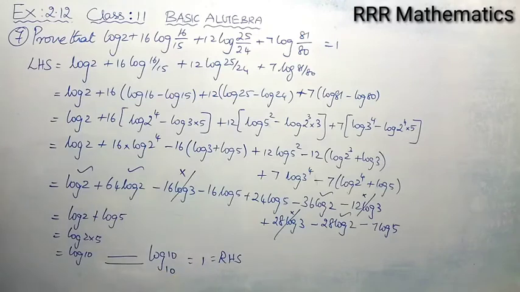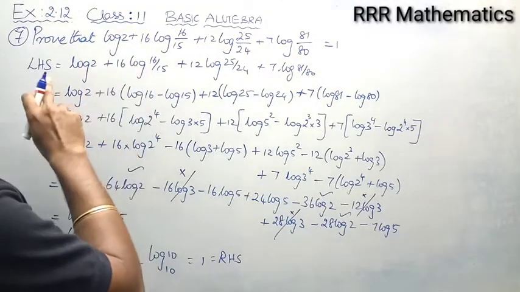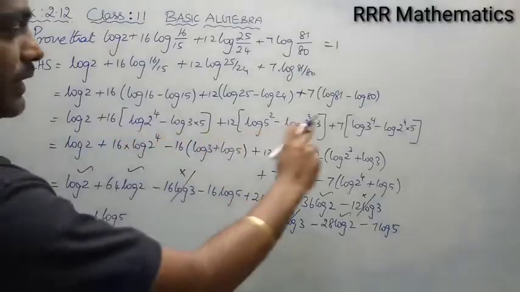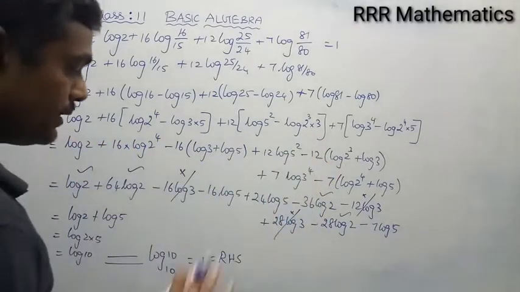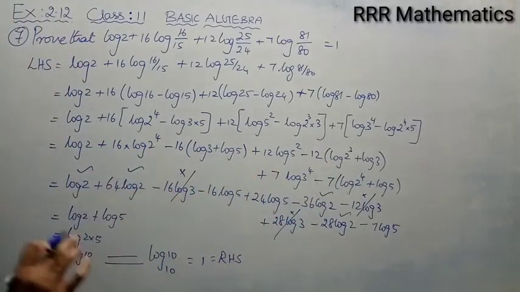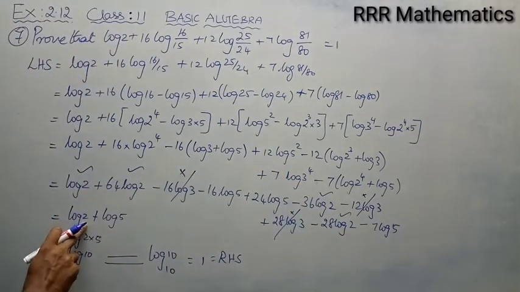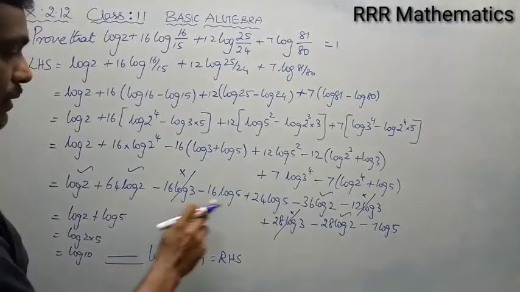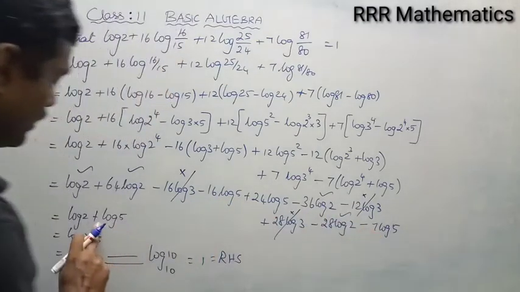Got it? Very simple. I start the problem by blindly applying the quotient rule. Then I am using prime factorization. I am applying power rule and product rule. I multiply and I simplify the like terms. Log 2 I have in 4 places; when you simplify, only 1 log 2 is left. Log 3, everything gets cancelled. Log 5 appears here, here and here; when you simplify, 1 log 5.